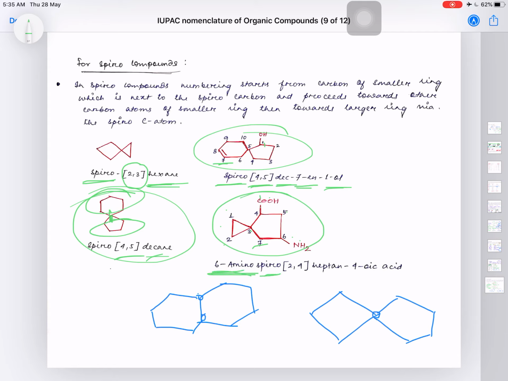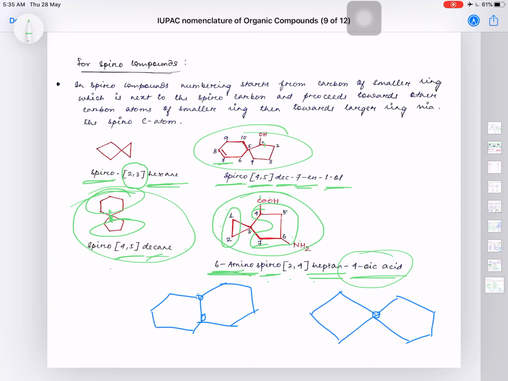Then spiro, on the left-hand side you have 2 carbons, this one, and on the right-hand side you have 4 carbons. Okay, spiro 2,4, total 7 carbons, so it is heptane. In 4th position you have a carboxylic acid, so it is heptanoic acid. Okay, so with this your IUPAC nomenclature for organic compounds is over.